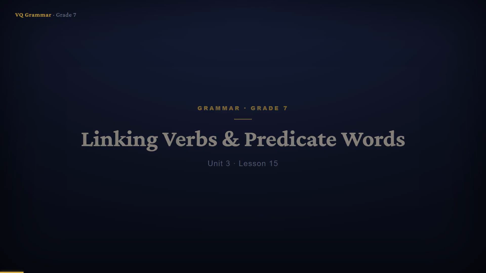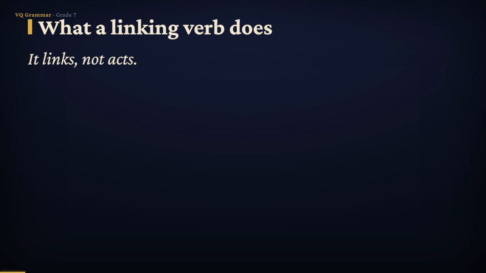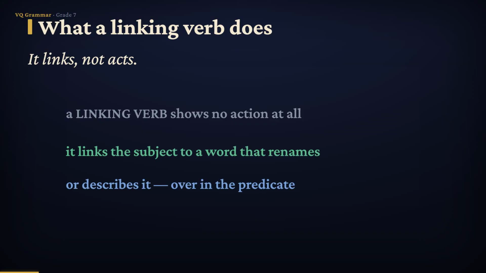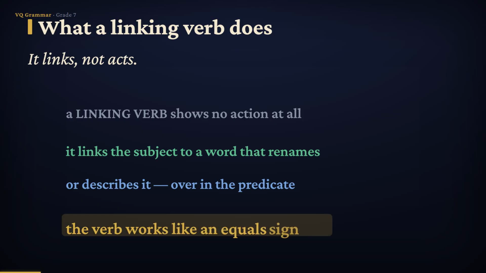Let's take a look. Let's start with a big idea. Not every verb shows action. Some verbs do a quieter job. They simply link. A linking verb shows no action at all. Instead, it connects the subject to a word in the predicate that either renames the subject or describes it. Think of a linking verb as an equal sign sitting in the middle of the sentence. On the left is the subject. On the right is the word that tells you what the subject is, or what it is like. The verb just holds the two sides together.